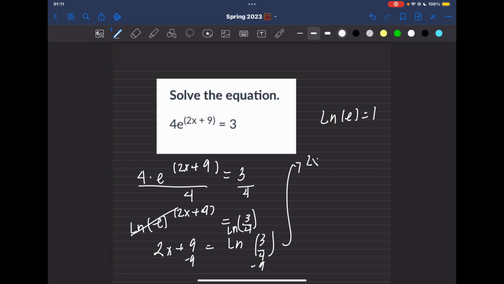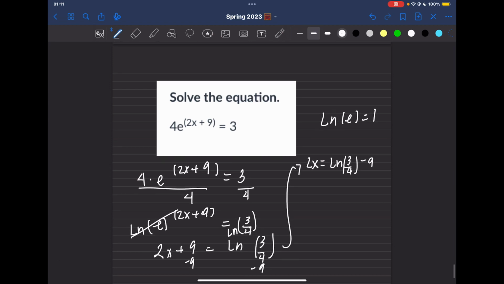So it's 2x = ln(3/4) minus 9, and then divide by 2. x = (ln(3/4) − 9)/2. And then you're going to put this in your calculator and simplify.